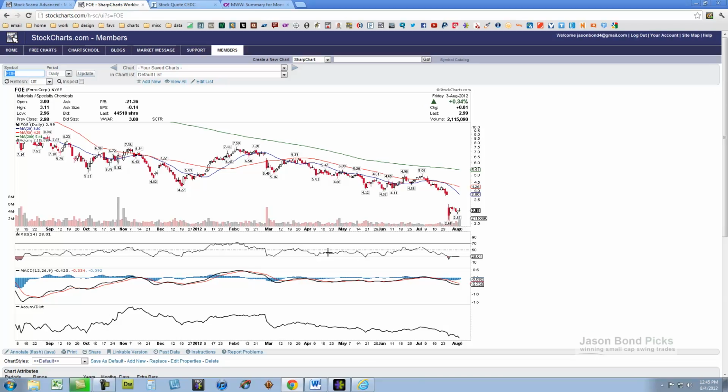I don't like this. Oversold, no bounce. But we did have a 50% washout, right? Simple move into the gap, 50 cents a share. That's all you're looking for.